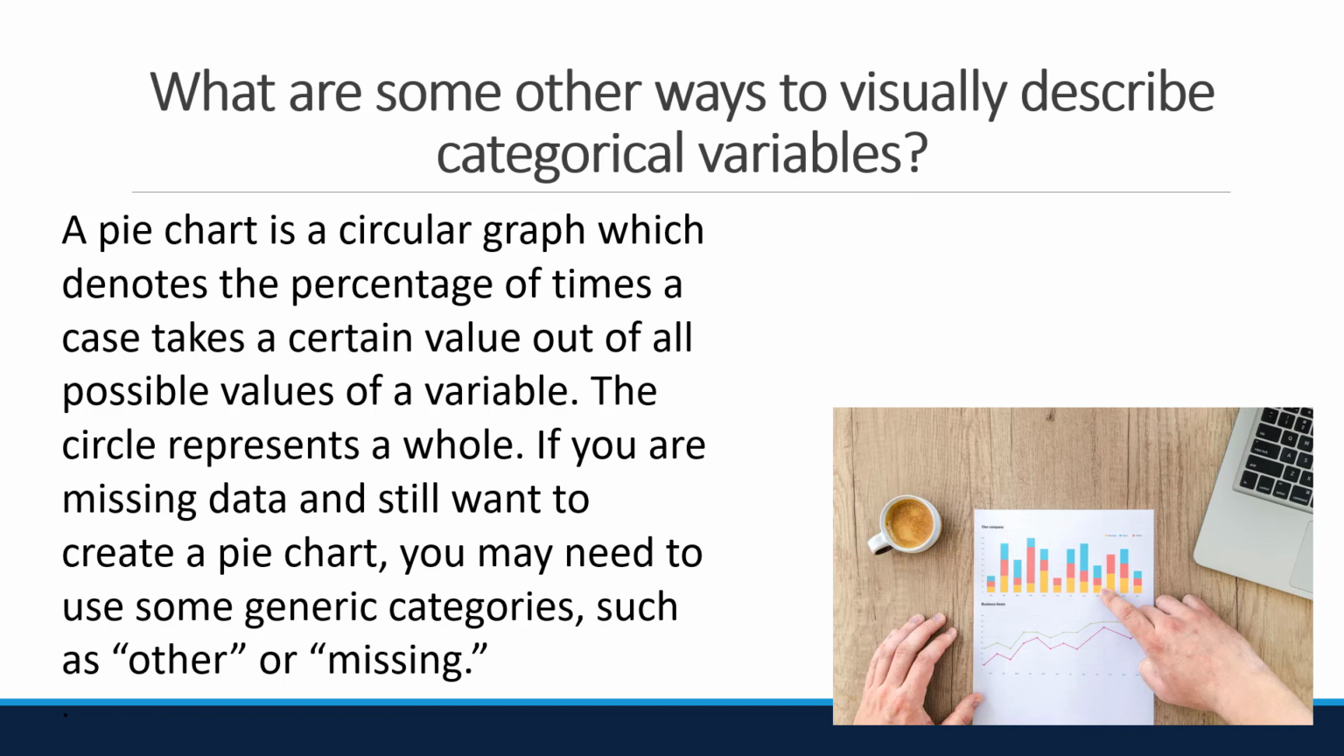Pie charts, also known as a pie graph. A pie chart is a circular graph which denotes the percentage of times a case takes a certain value out of all possible values of a variable. The circle represents a whole. If you are missing data and still want to create a pie chart, you may need to use some generic categories such as other or missing.